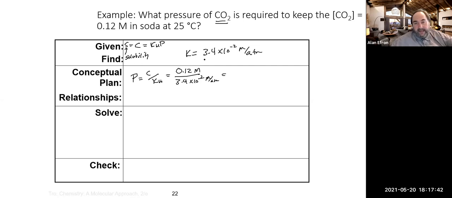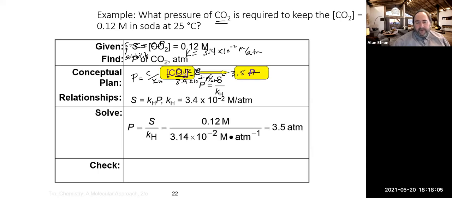When we do that calculation, we end up with 3.5. The units here will be atmospheres, as the molarity cancels. When you do the division, the atmospheres come to the top. Any questions on that?